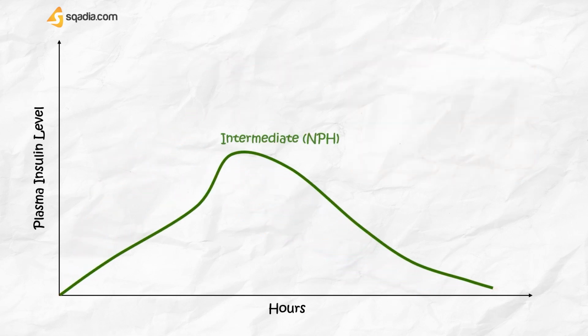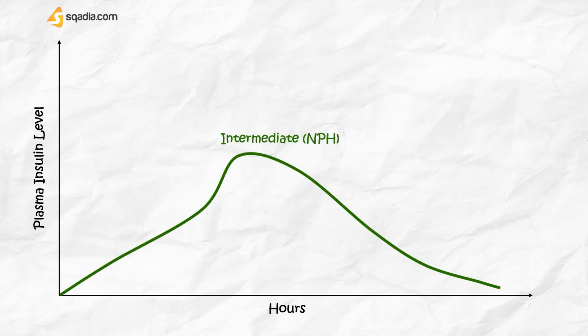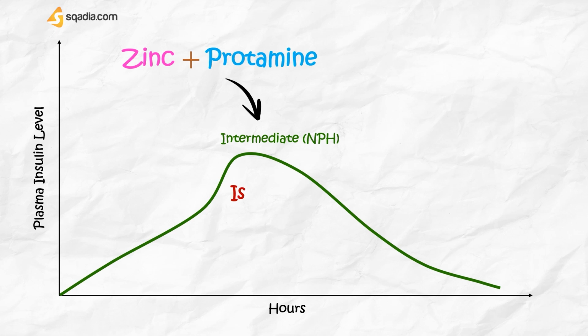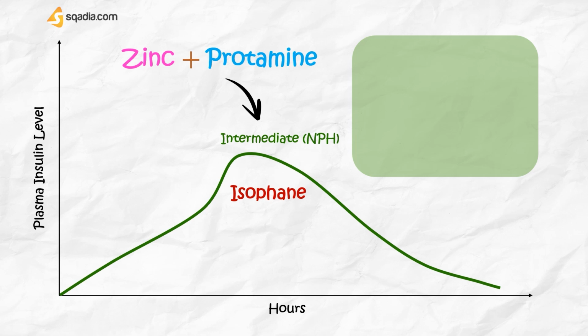Let us talk about intermediate-acting insulin. Neutral protamine Hagedorn, NPH, insulin is an intermediate-acting insulin formed by the addition of zinc and protamine to regular insulin. Another name for this preparation is insulin isophane. The combination with protamine forms a complex that is less soluble, resulting in delayed absorption and a longer duration of action.